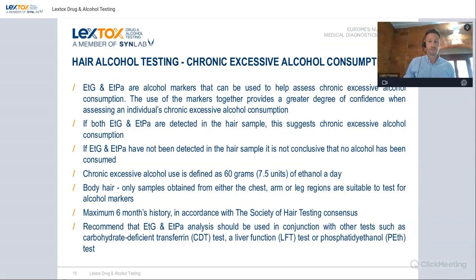And that's a really important point, is that the hair test is there to show chronic alcohol use. So chronic alcohol use is defined as 60 grams of alcohol or 7.5 units of alcohol every day covered by the period of time of that hair test. So that could be 3 months, 4 months, 5 months, 6 months.